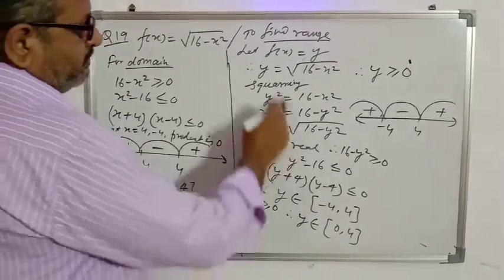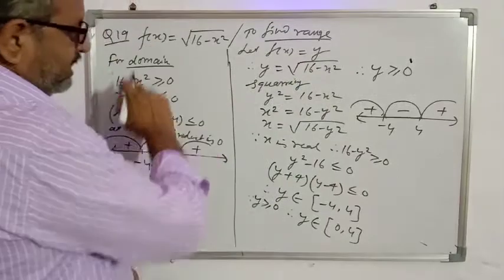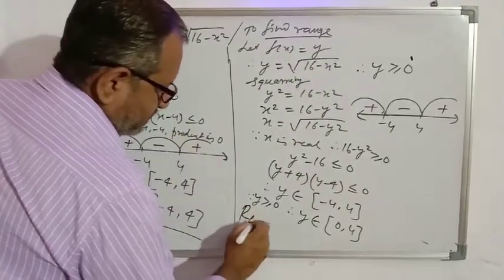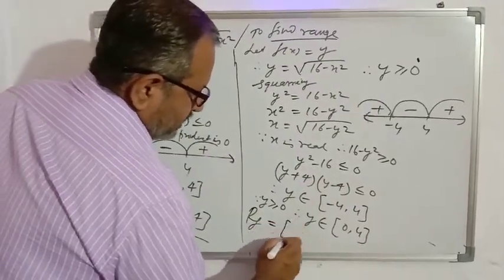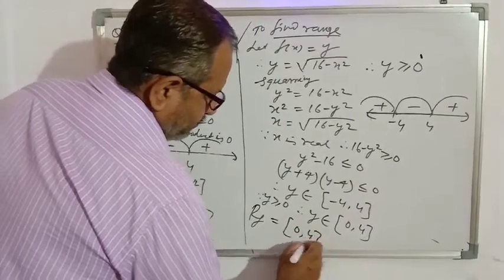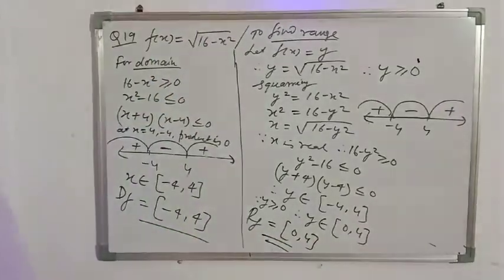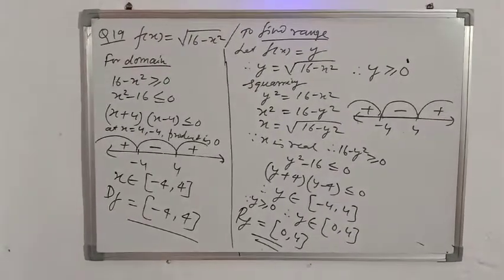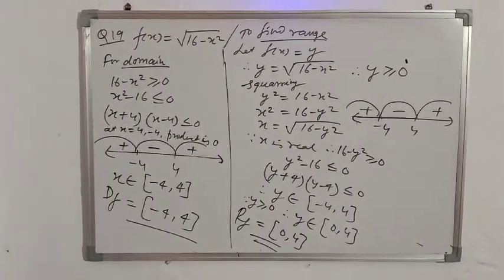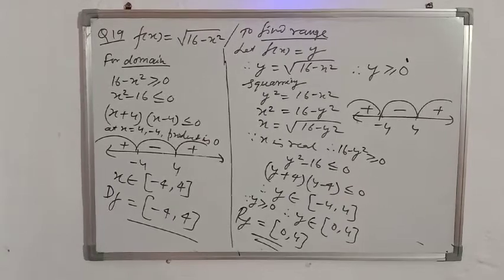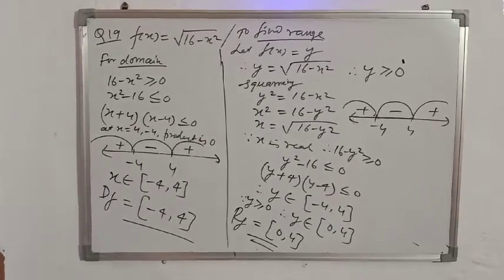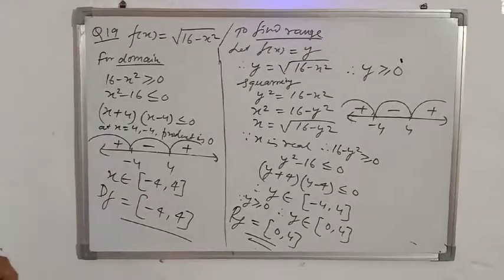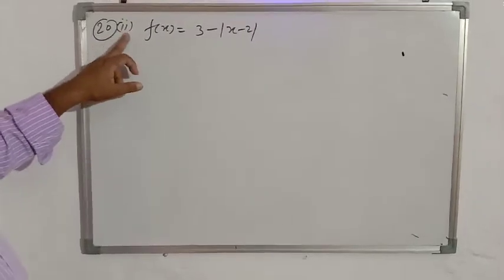y means what? y is f(x). f(x) means range. So the range of the function is [0, 4]. This is the range of the function. This was question number 19. The next question is 20. See question number 20, second part.